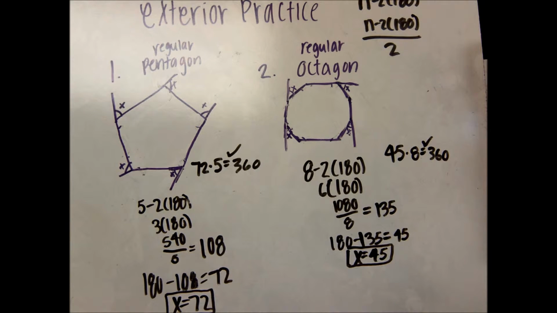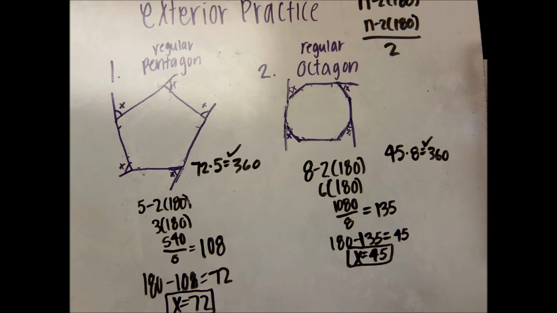For the regular pentagon, you do 5 minus 2 times 180. And that is 3 times 180, which equals 540. Then you divide that by the number of sides, which is 5. So that's 108. Then you subtract 180 minus 108, because a straight line is equal to 180 degrees. And that is 72. So x equals 72. And a way to check that is 72 times the number of sides, which is 5, and that's 360.